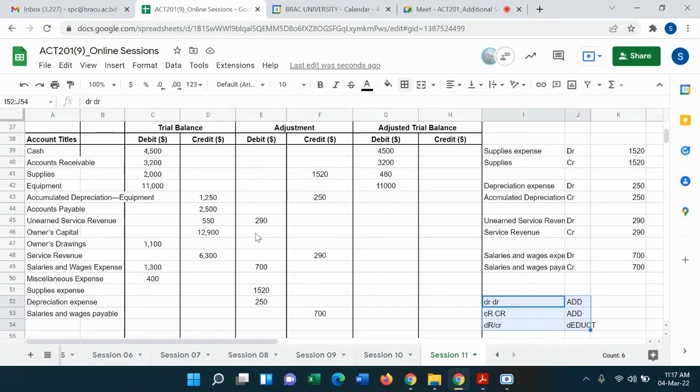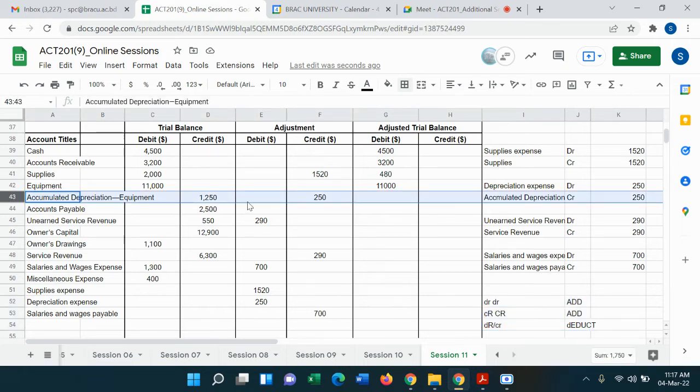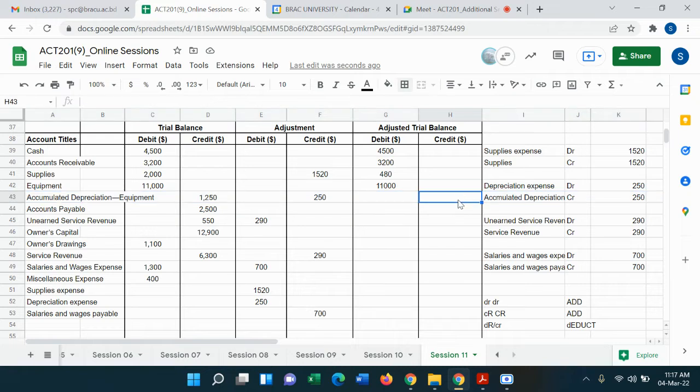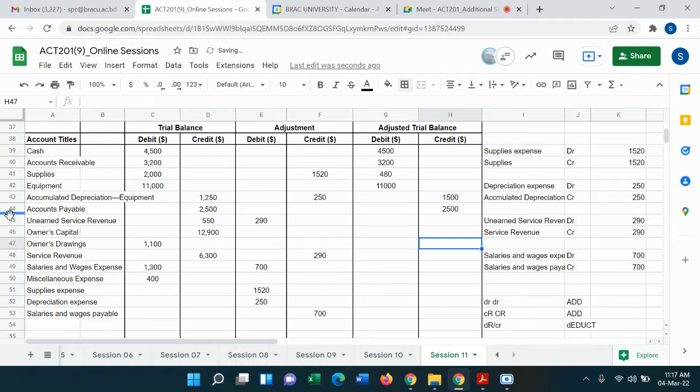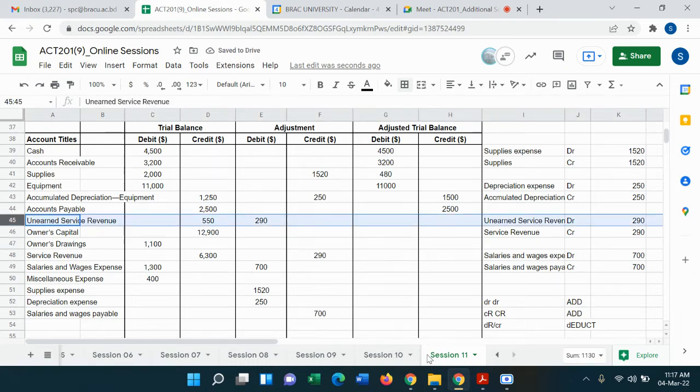Basically it's a summarized ledger, and from the ledgers we will try to find out what should be the balance that has been transferred here. For accumulated depreciation, 1250 was credit, again credited by 250, so we add it: 1500. Accounts payable credit 2500, there was no adjustment. Unearned service revenue: 550 was a credit balance, then it was debited, that means reduced.